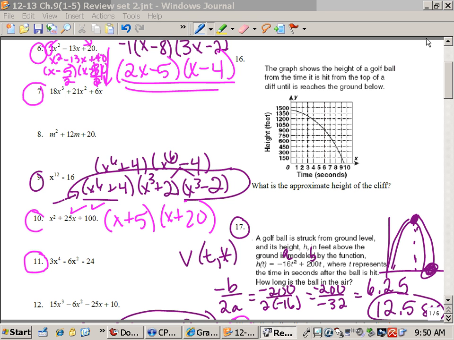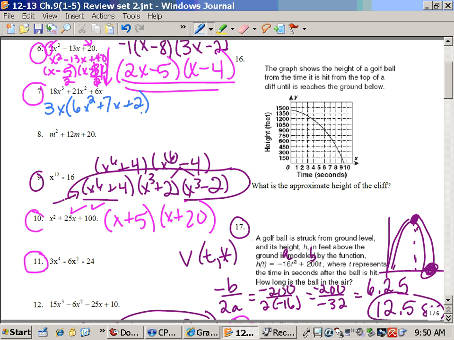Number 7. The first thing I need to do here is take out a greatest common factor. They're all divisible by 3 and an x. I'm going to put a 3 and an x. That leaves me with 6x squared plus 7x plus 2. Now I'm going to try to do slip and slide. Take the 6, move it over, and don't forget to do what?